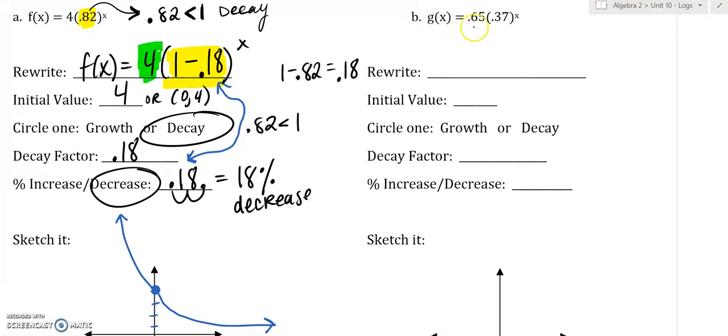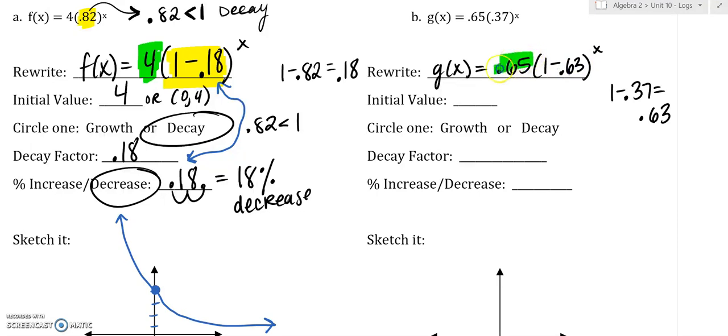G of x is equal to 0.65 times 0.37 raised to the x. I'm going to rewrite this. Pretty much everything is the same except for the piece in parentheses. I need there to be a 1 minus because it's a decay problem. If you're getting stuck on that, you can take 1 minus 0.37 and find that difference, and you get 0.63. That 0.63 is the remaining piece in the parentheses.